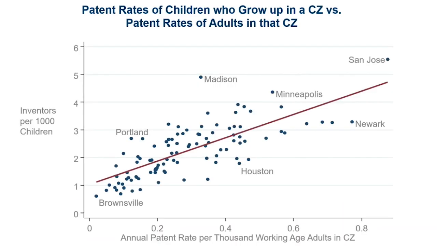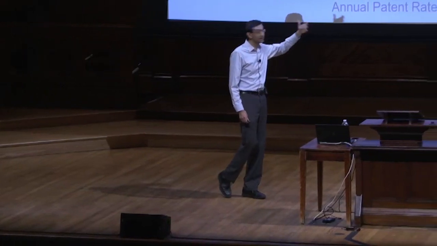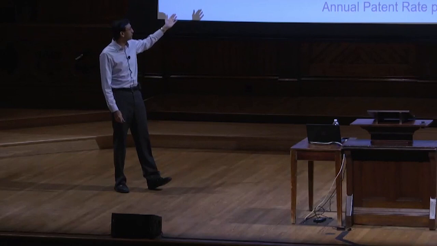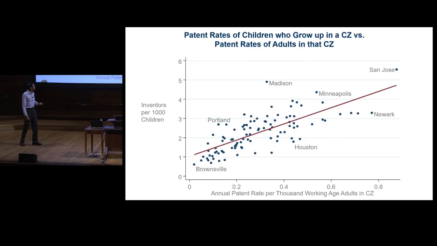So to remind you where we left off, at the end of the last lecture, we talked about this chart here, which shows you the chances that kids go on to become inventors as measured by having a patent on the vertical axis, versus the average patent rate among adults in the commuting zone in the metro area where they grew up. And we saw there was a tight relationship between those two things. Kids who grow up, for instance, in San Jose in the Silicon Valley area are much more likely to become inventors than kids who grew up, say, in Brownsville, Texas.